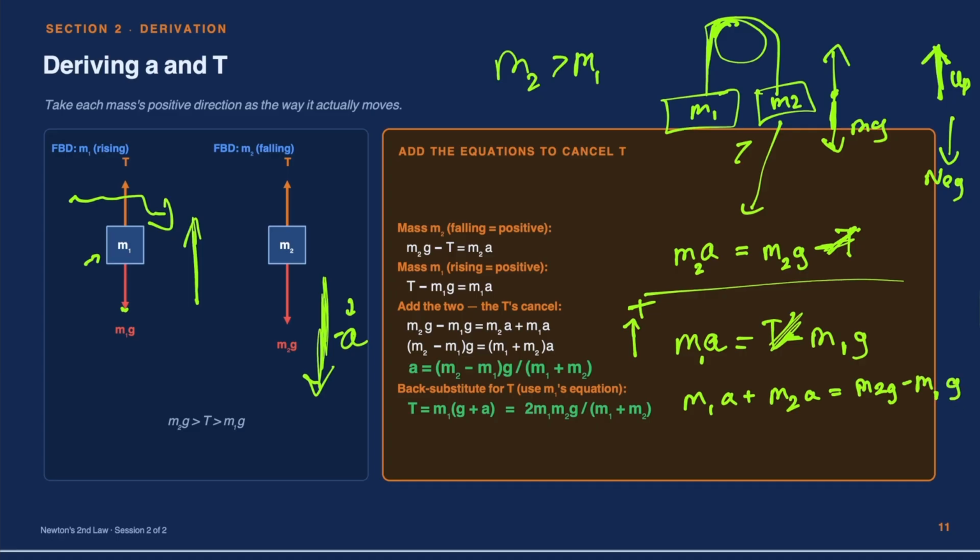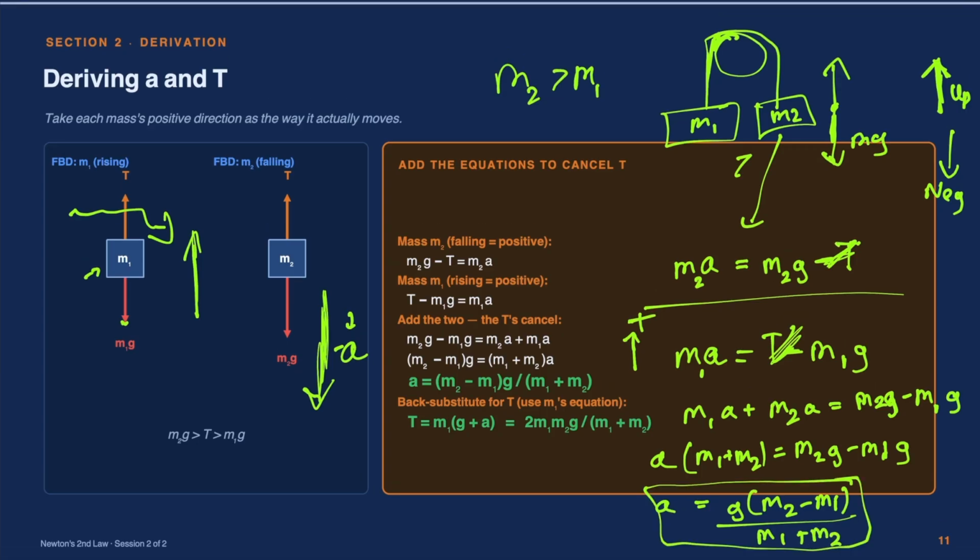Okay, which makes sense. Then over here, what am I going to do? I want to isolate acceleration, right? Acceleration times m1 plus m2 is equal to m2g minus m1g. So we can factor the g out here as well. A is equal to g times (m2 minus m1) over (m1 plus m2). There you have it.